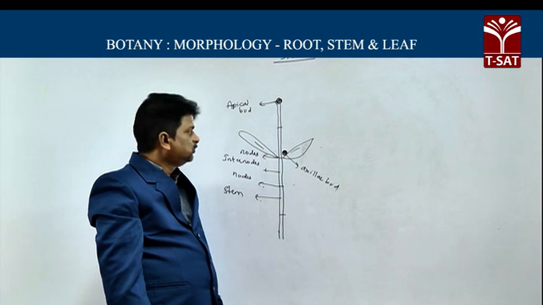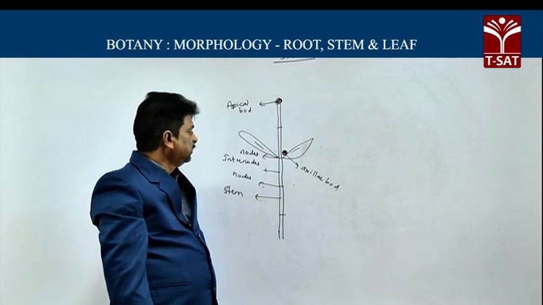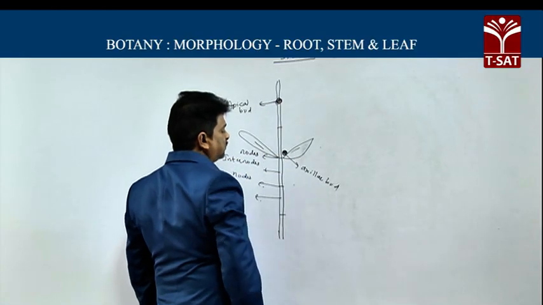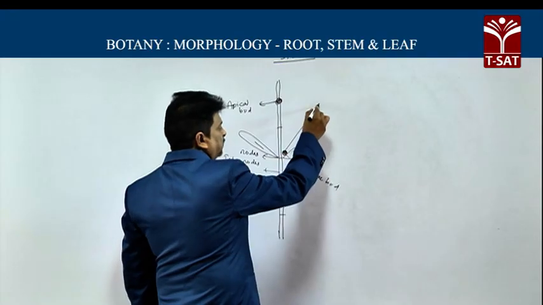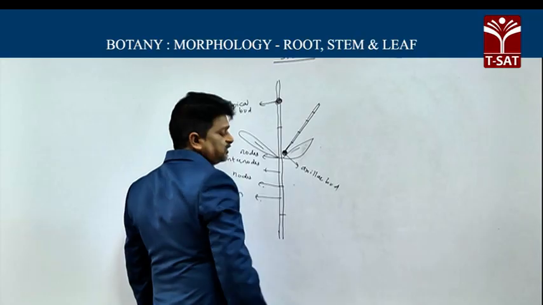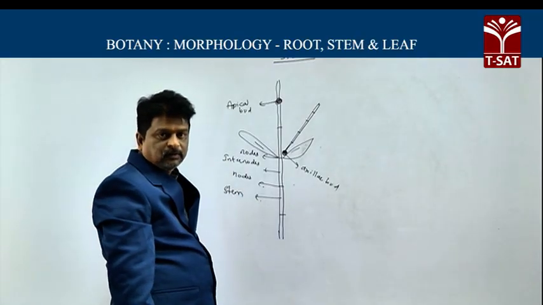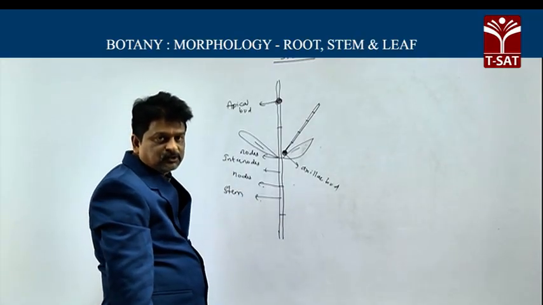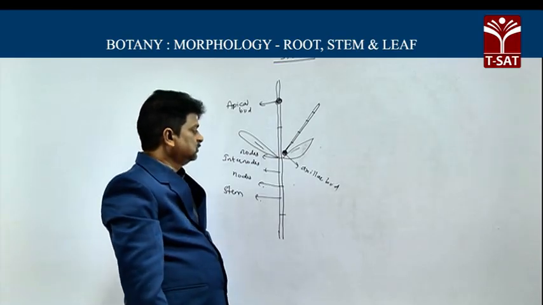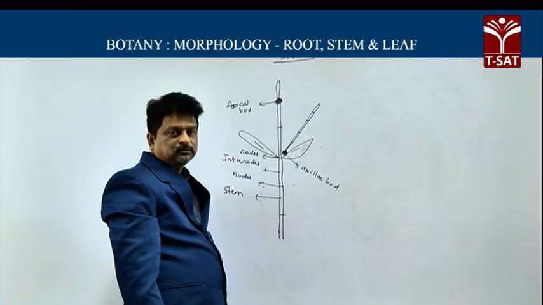So there are two buds, apical bud and axillary bud. Apical bud increases length of stem, and axillary bud gives branches. Even branches contain nodes. All these together are called shoot system.